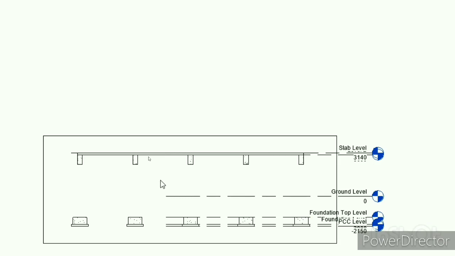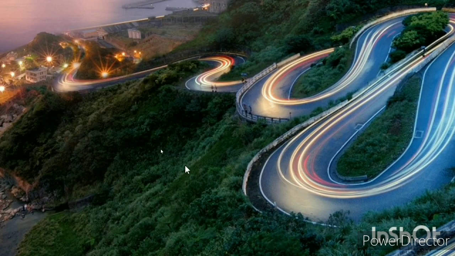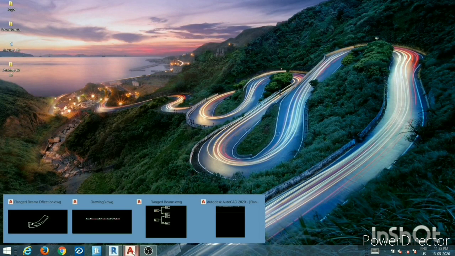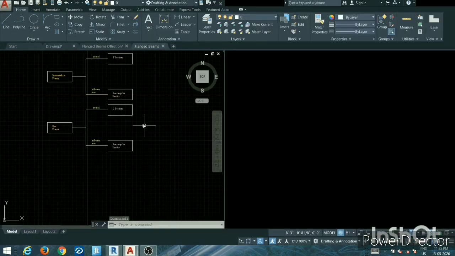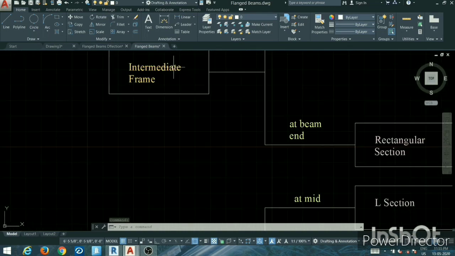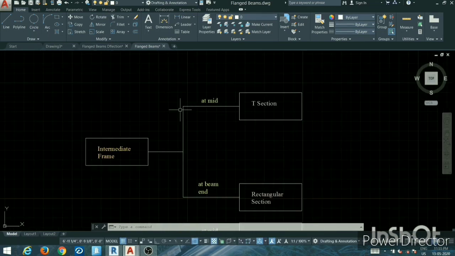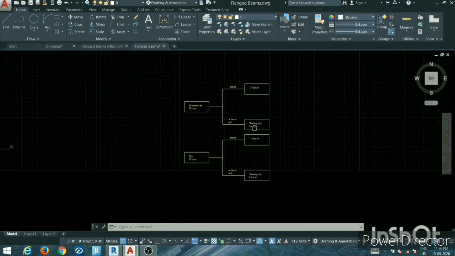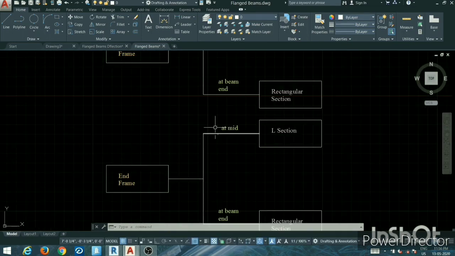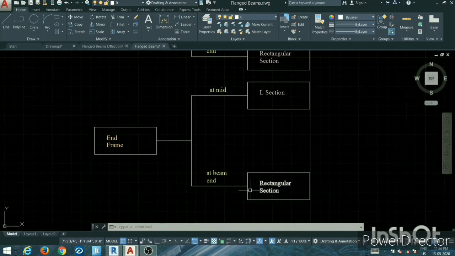But now in the interviews or in exams, whenever it is necessary to give the answer very quickly, I have made one summary for this video that will summarize the whole video. Whenever there is an intermediate frame, at mid you should design the section as a T section, and for the intermediate frame at the end of the beam you should design it as a rectangular section. Same for the end frame, at a mid you should go for the L section, and for the end of the beam you should design it as a rectangular section.